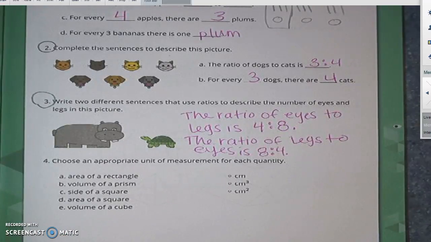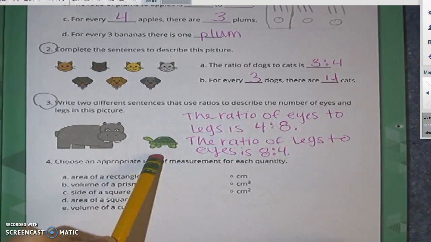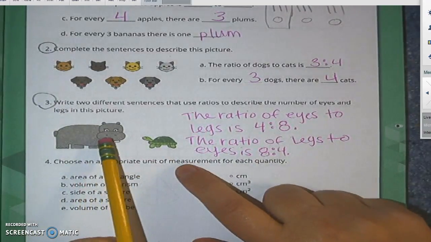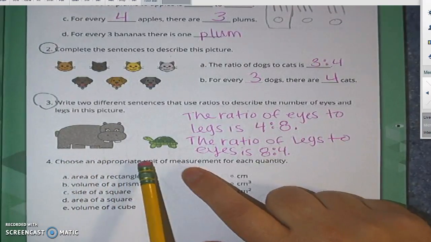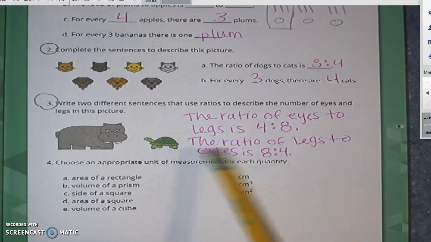And then this one was just kind of silly, right? 2 different sentences that use ratios to describe the number of eyes and legs in this picture. So total number of eyes is 4, total number of legs is 8. So I just use the ratio of eyes to legs is 4:8, or the ratio of legs to eyes is 8:4.